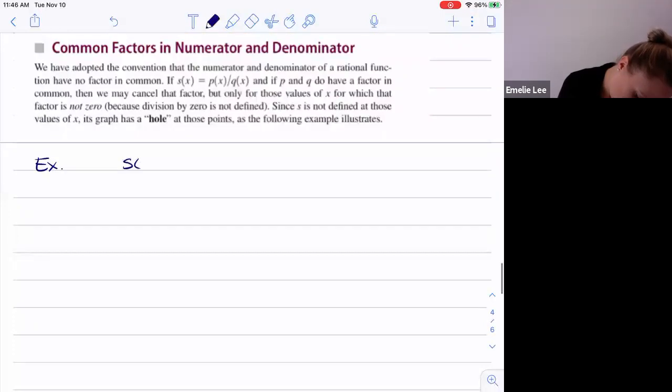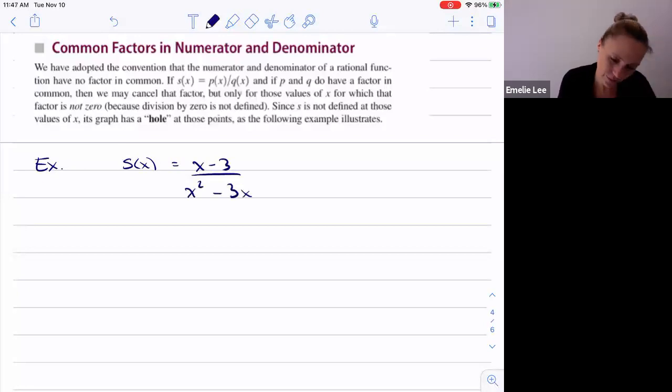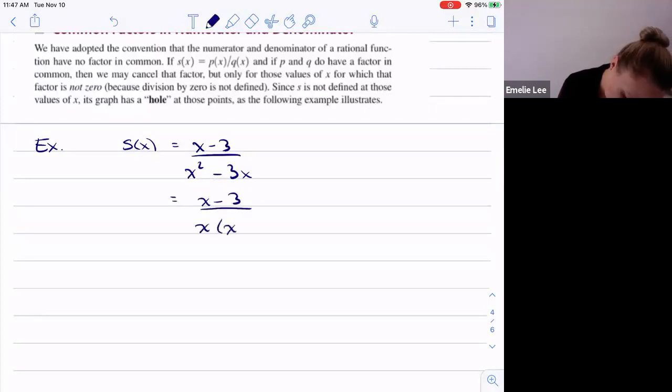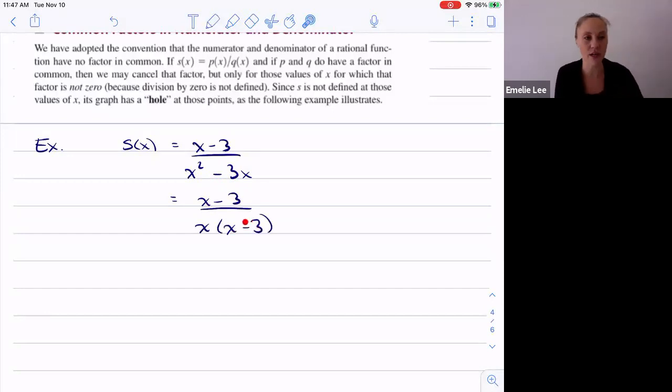If we have s of x is x minus 3 divided by x squared minus 3x. What we have, we can factor out a common x here, and so we can rewrite this as x minus 3 over x times x minus 3. So now we have a common factor of x minus 3.